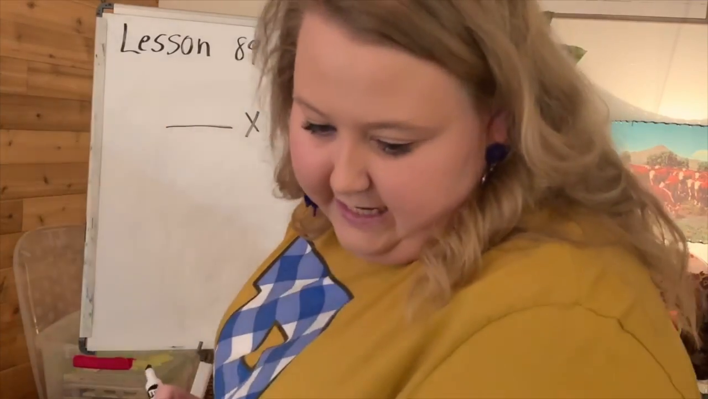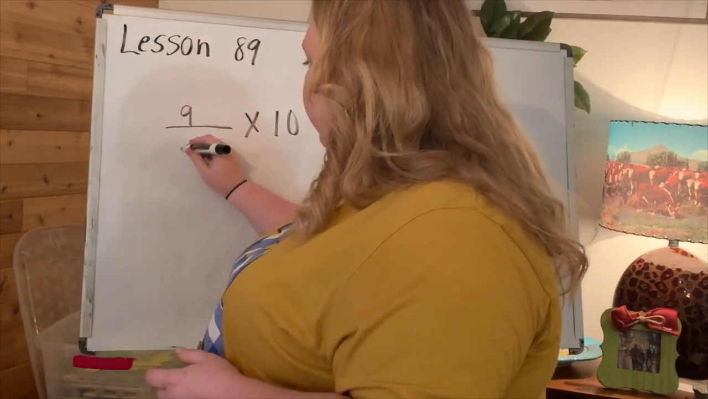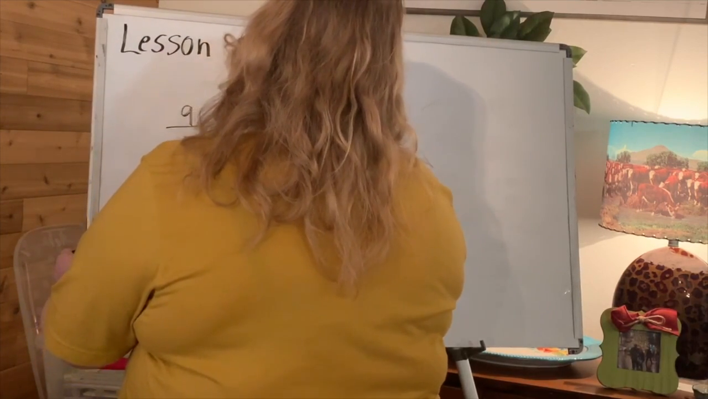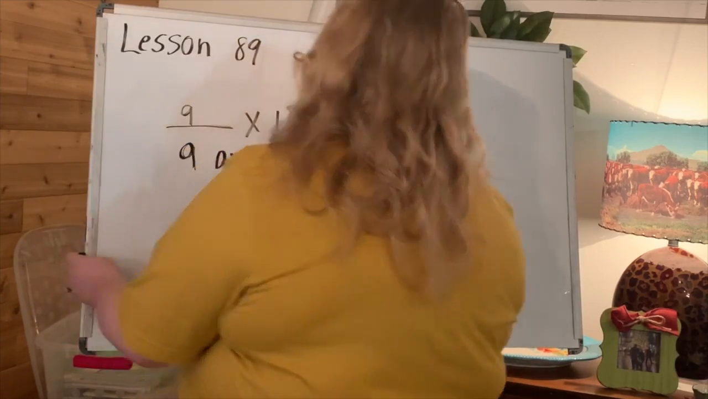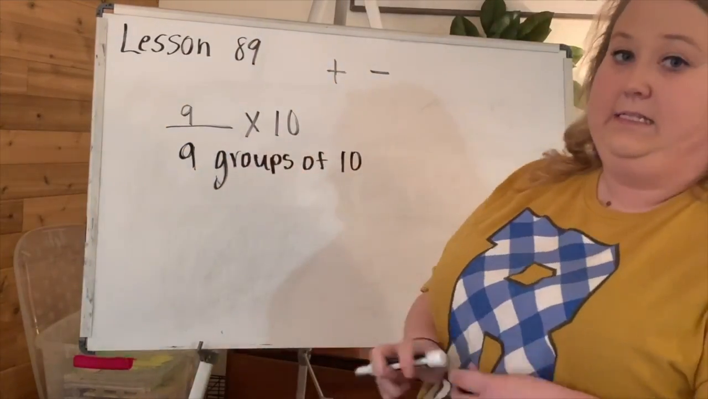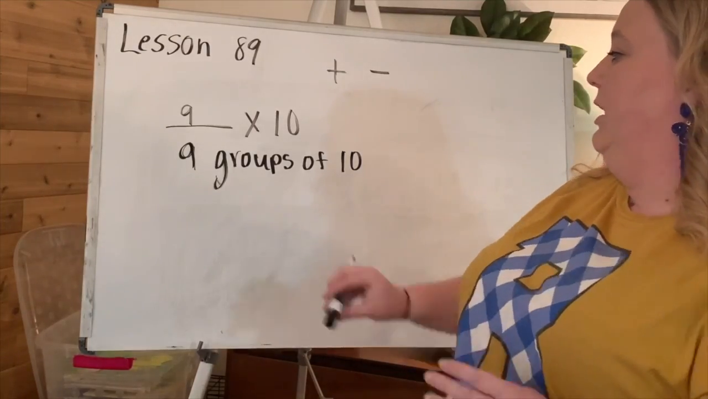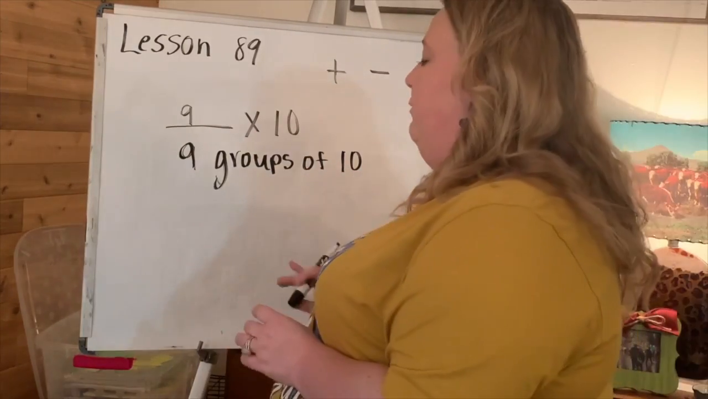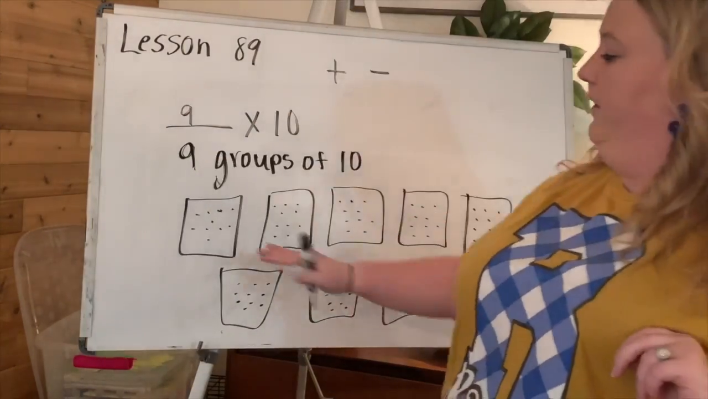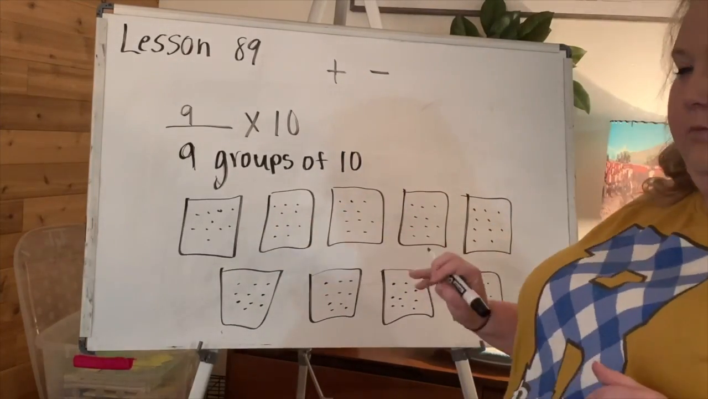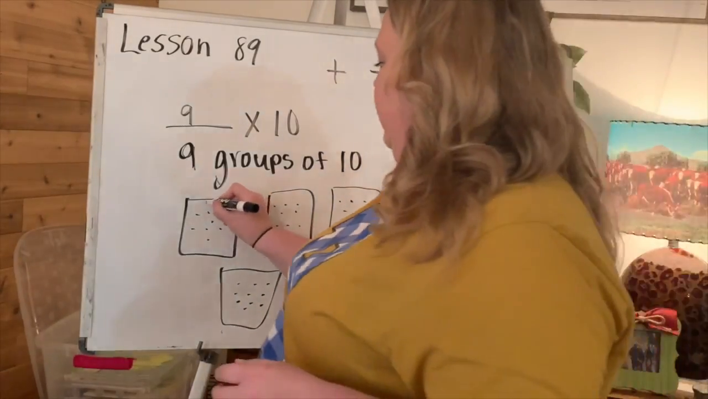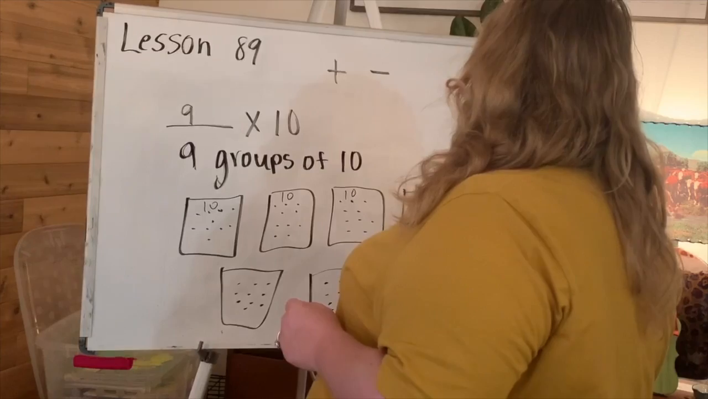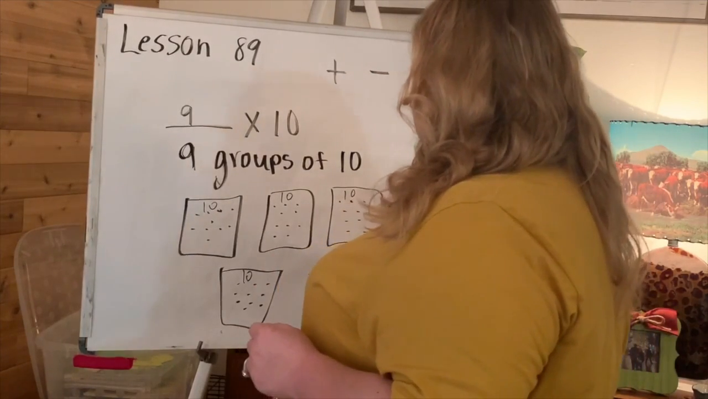So if I say 9 groups of 10, it's the same thing as saying this, okay? If it's written out like this, it still means this on your paper. So if I wanted to say 9 groups of 10, there are 9 groups with 10 items or dots in them. You would just count by tens to figure this out, okay?